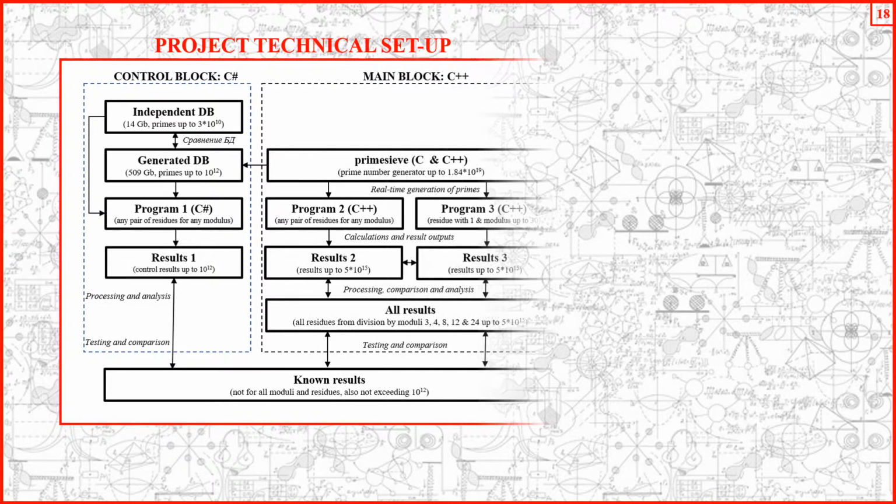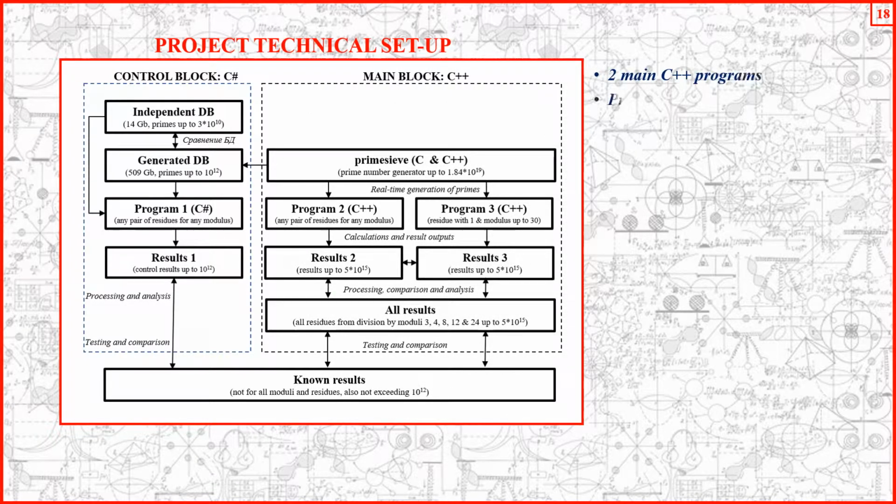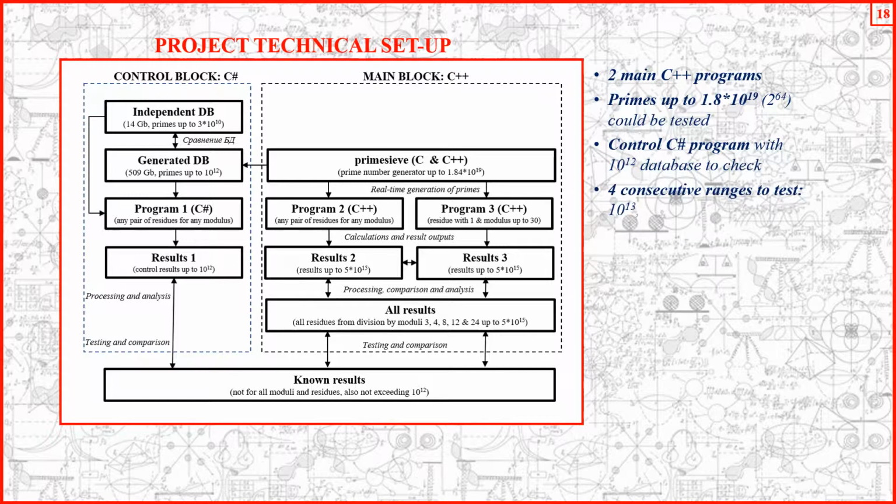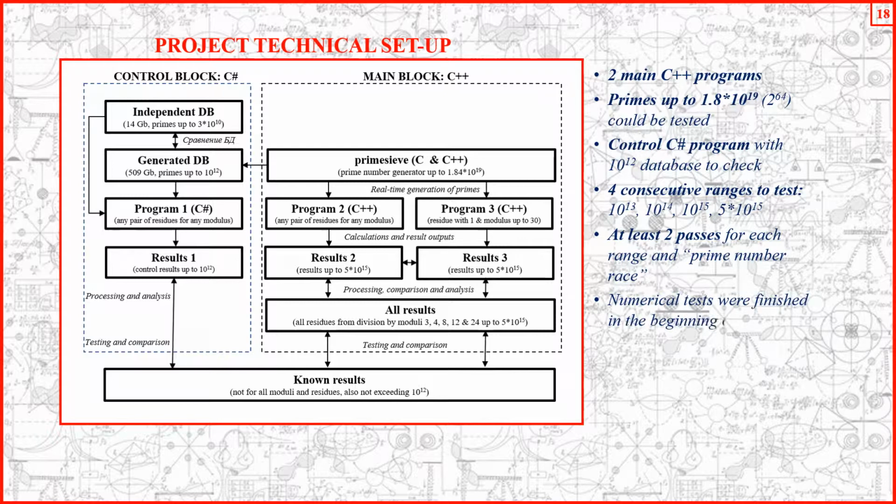To achieve project goals, I developed 2 programs in C++, using results from my initial computer science project. The first one allowed to test any modulo race with 2 selected residues, whereas the second one tested only moduli below 30, but for all possible combinations of residues. Both programs used a fast real-time prime number generator called primesieve, that was selected from a number of other generators I checked. These programs allowed to test Chebyshev's bias up to 1.8 times 10 to the power of 19, much higher than the upper bound of this project.